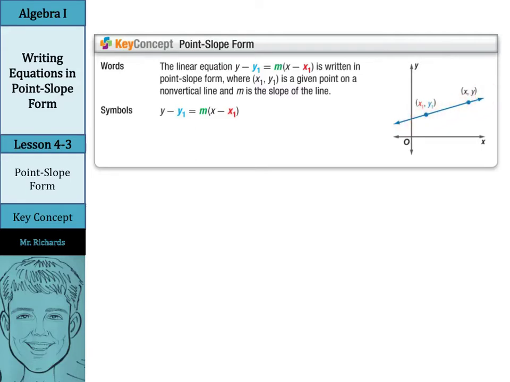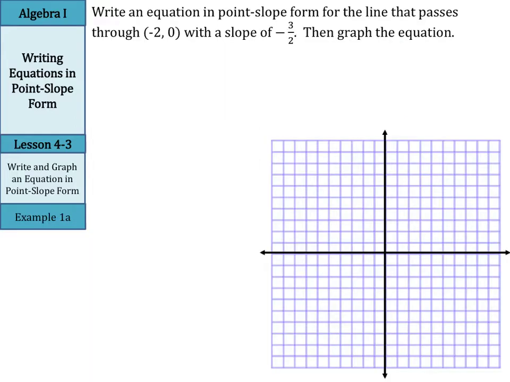But instead of having a y-intercept, we can use any point on the line for point-slope. So if we want to write an equation in point-slope form for the line that passes through (-2, 0) with a slope of -3/2, then graph the equation.